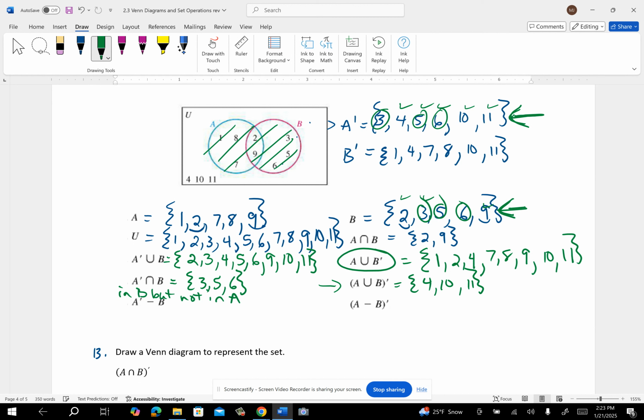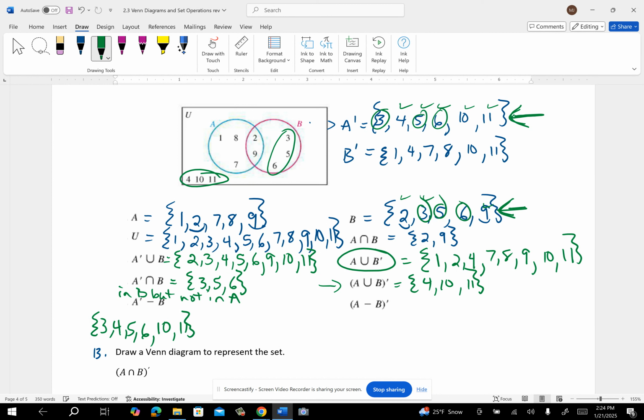All right. Now we've got some operations involving the difference of two sets. So A's complement would be outside set A. So here, both of those would be A's complement. We've already done it earlier. If you wanted to, you could list them if you found that helpful. 3, 4, 5, 6, 10, and 11. Okay, so I've already listed those earlier.